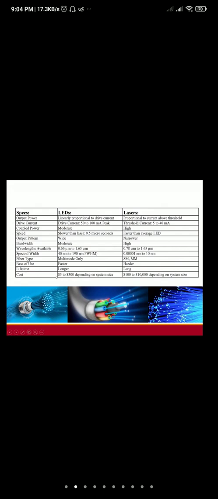Okay, then the cost ng LED, okay, depending on the system size and requirement, kasi it is not just an ordinary LED for fiber optics. It can be $5 to $300 from the source. Kinumpare ko to sa iba, almost the same lang din yung range niya. And for the lasers, 100 to 10,000 depending on system size and requirement po.